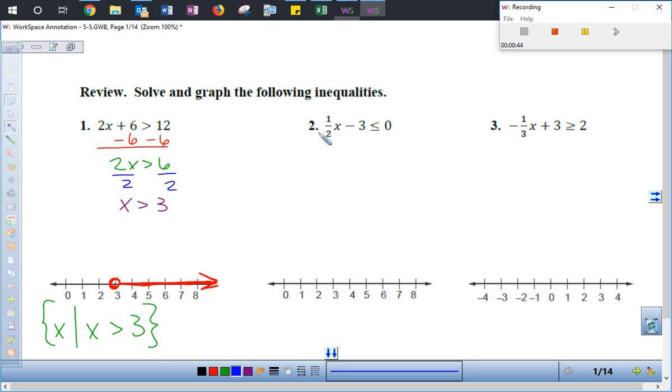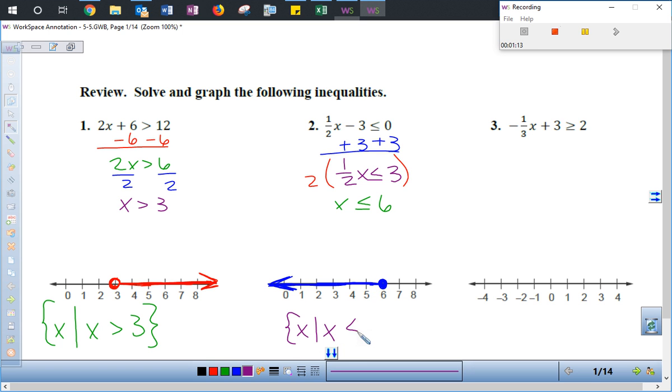On number 2, we can solve for x by adding 3 to each side, and we'll be left with 1/2 x is less than or equal to 3. Multiply each side by 2, and x is less than or equal to 6. So again, we can graph it straight on my graph. That's going to be a closed dot on 6 and an arrow going to the left. And then we'll have this set of all x's such that x is less than or equal to 6.